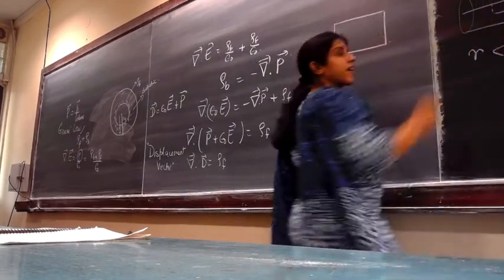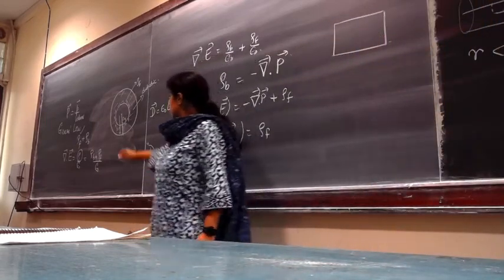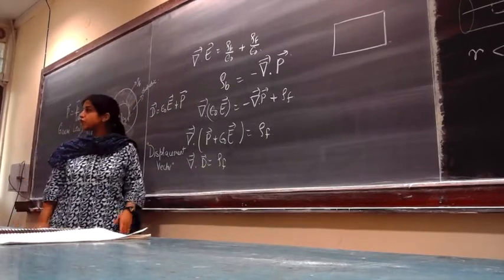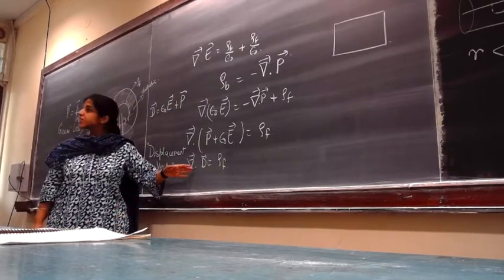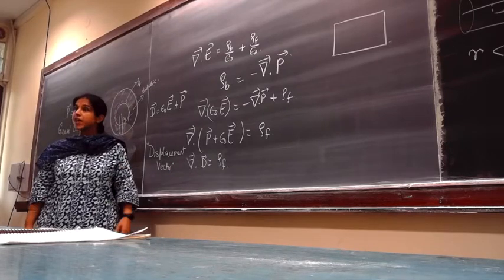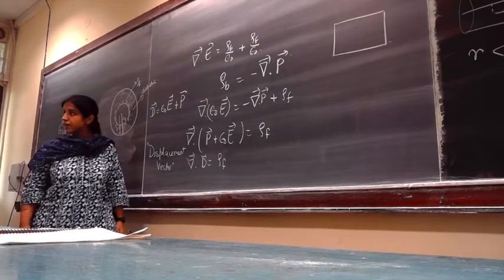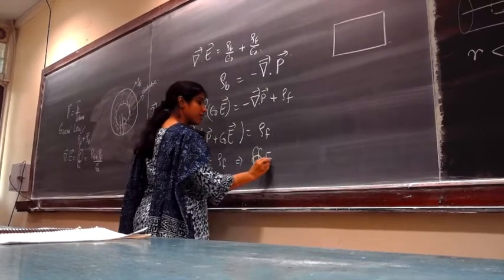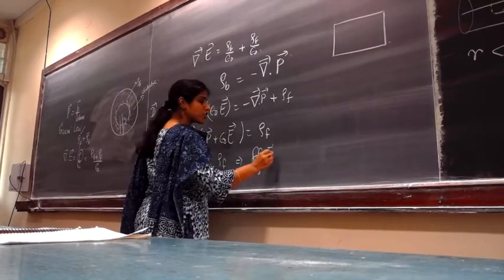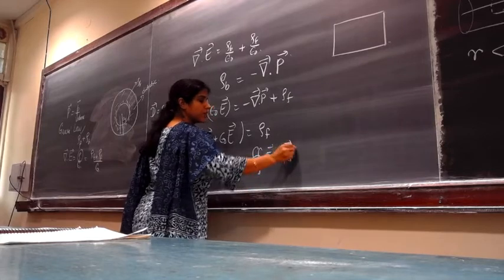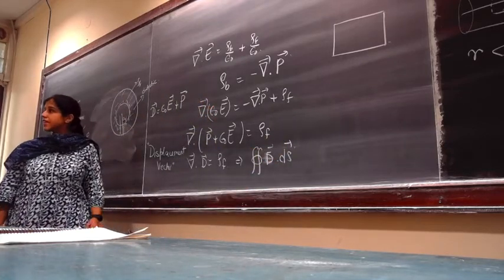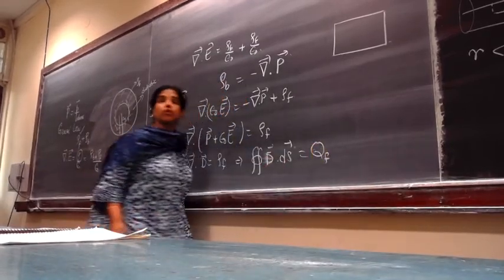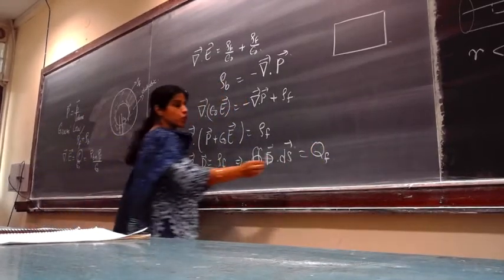So for r less than R, I consider a Gaussian surface which is a cylinder of this radius r. Now I have written this equation in differential form. I can write it in integral form just the same way we did it for electric field, and that would imply that the integral of D dot dS should be equal to the total free charge enclosed.